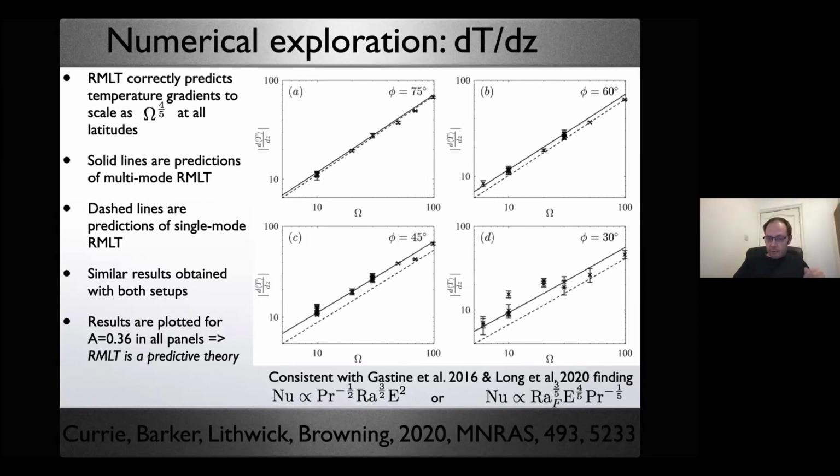Similar results have been found with both setups. The fact that the temperature gradient scales as omega to the 4/5 at each latitude is consistent with global simulations that have found results similar to what I mentioned before at the poles, which are spherical simulations where different latitudes would obviously be included. So this is perhaps probing one aspect of why that is in their simulations.